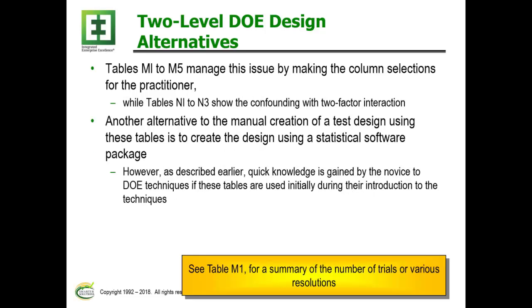Tables M1 to M5 manage this issue by managing the column selections for the practitioner, while tables N1 to N3 show the confounding interactions. Another alternative to manually creating designs is to use statistical software. But a quick knowledge of what's behind tables M1 to M5 and tables N1 to N3 is going to help you determine what's the actual best design.